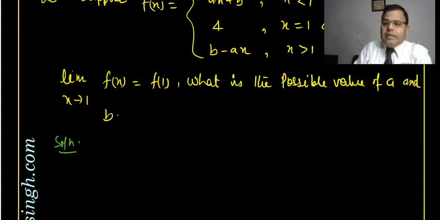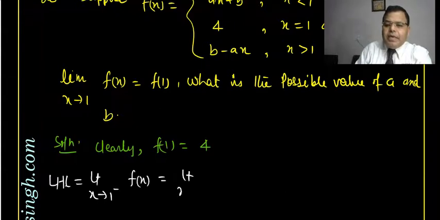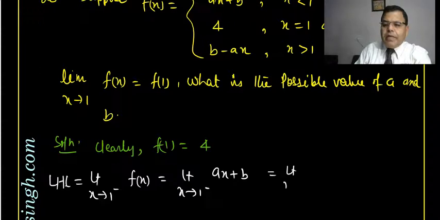LHL is equal to RHL and f(1) at x is equal to 1. If I put here f(1), clearly f(1) is 4. Now the left hand limit: I am looking for LHL, which is the limit as x tends to 1 minus of f(x). Slightly lesser than 1, f(x) has the definition ax plus b. So if I put x is equal to 1, this will be a into 1 plus b, that is a plus b.